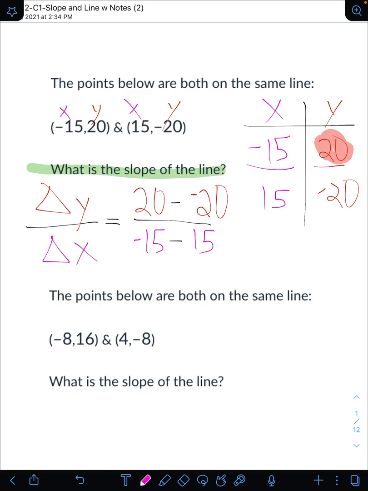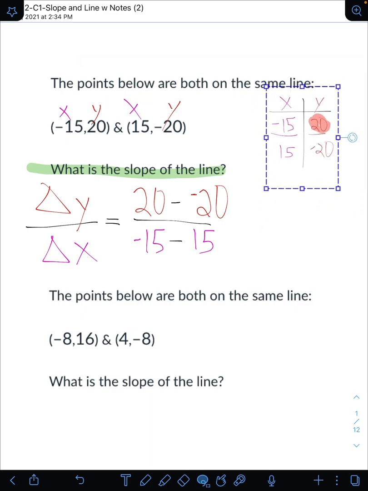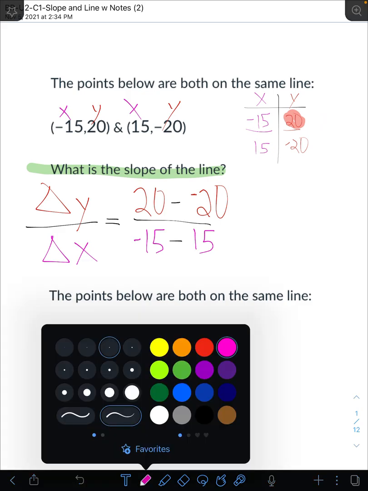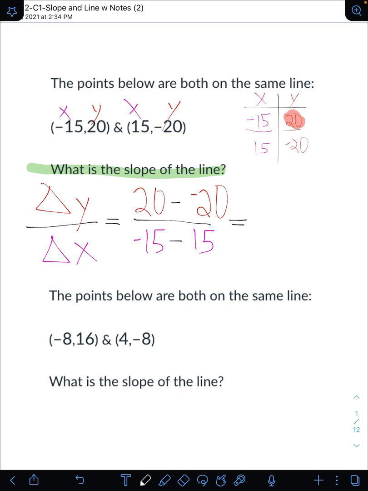Now, this is where a lot of people get stuck because they do these in their heads and say, oh, I got 0 for an answer. Well, you shouldn't. So let's make that smaller. And now let's do some math. So 20 minus negative 20. Well, two negatives make a positive, so that's 20 plus 20. And that's just 40. Sweet.